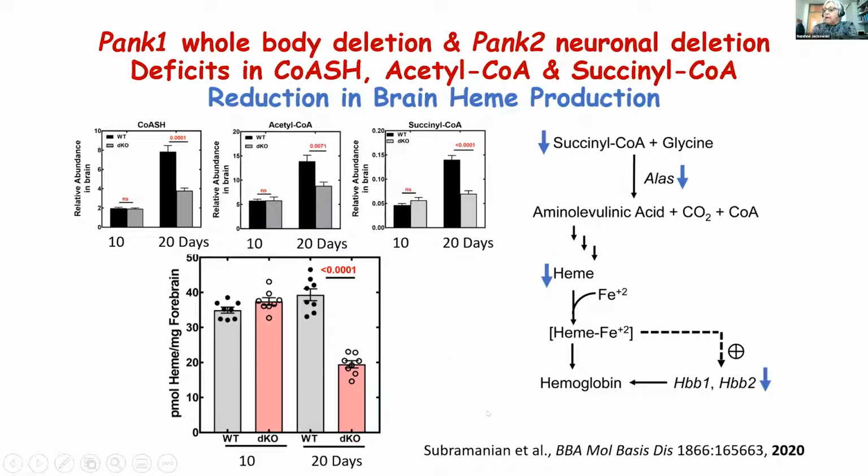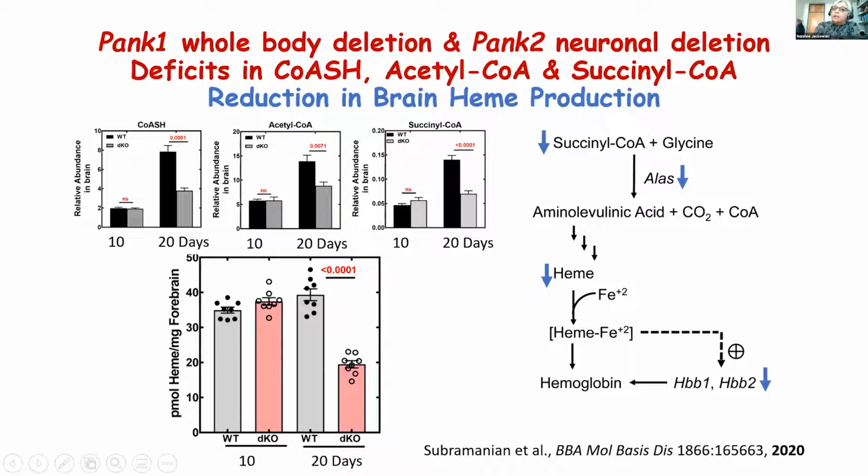A full-scale analysis of gene expression in brain using RNA-seq revealed that expression of the genes in heme biosynthesis were reduced in the model. That includes the aminolevulinic acid synthase and the brain hemoglobins 1 and 2. Now, succinyl-CoA is the precursor for heme synthesis, and so we measured heme directly. We found a 50% reduction in heme in brains.